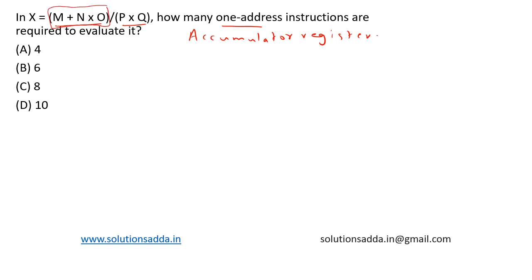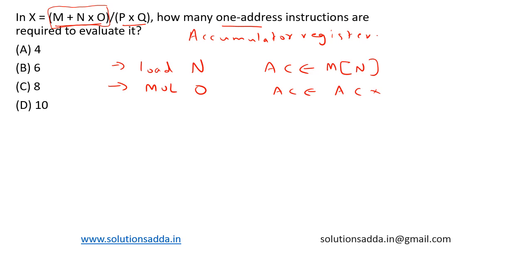Now first operation is load n, that is, let's denote accumulator as AC. This accumulator will be loaded with the memory location of n. Now we multiply it with O, that is, in the accumulator what happens is the accumulator value will be multiplied with the memory location of O.